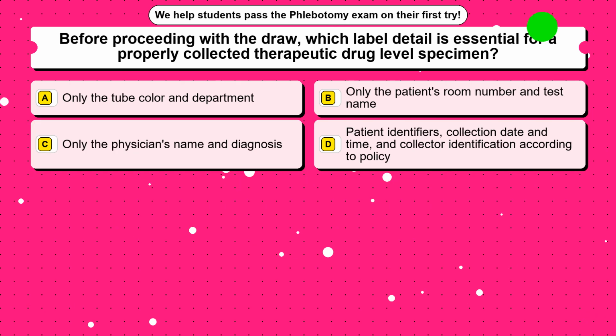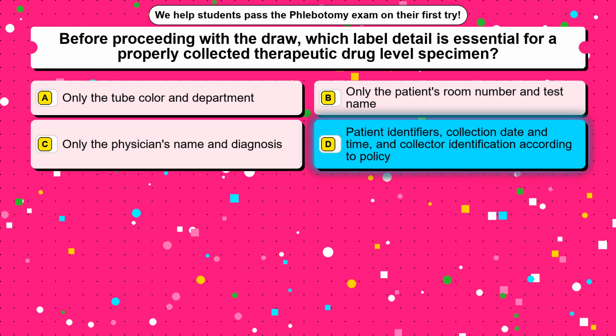Question 2. Before proceeding with the draw, which label detail is essential for a properly collected therapeutic drug level specimen? Option A. Only the tube color and department. Option B. Only the patient's room number and test name. Option C. Only the physician's name and diagnosis. Option D. Patient identifiers, collection date and time, and collector identification according to policy.